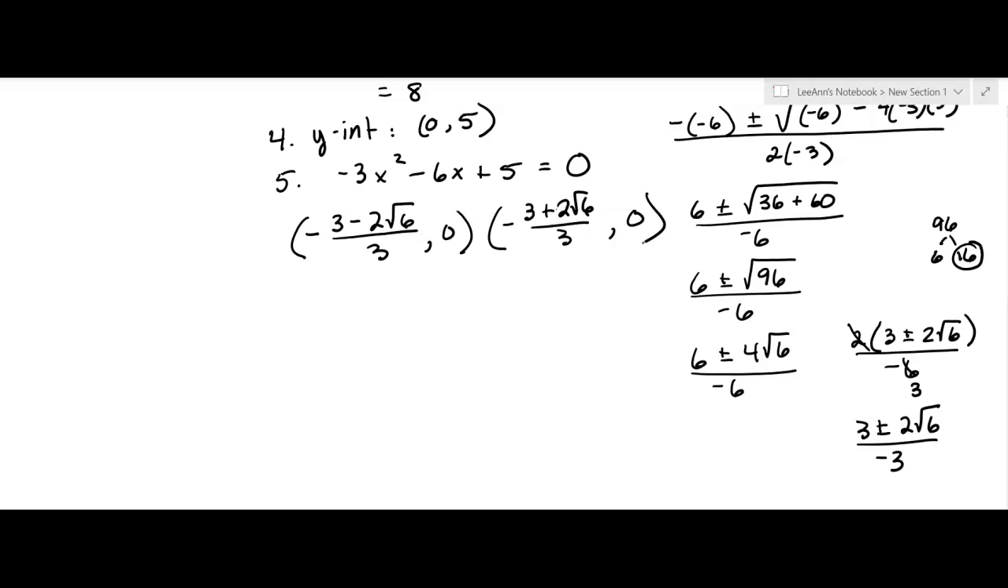Okay, so let's go negative, and then we'll just say, oh, oops, I'm going to turn on my calculator. So negative, and I'm going to have to put a parenthesis, 3 minus 2 times the square root of 6, and then divide that by 3. So I got like 0.6 comma 0.